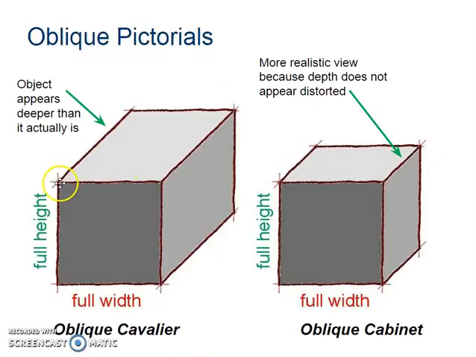The oblique cavalier appears to be deeper than it actually is. When I try to remember this, I think cavalier is the basketball court, so it's really deep, a deep run from one basket to the other, from front to back. The oblique cabinet is a more realistic view. When I think of a cabinet, I don't want my cabinet to be really deep because I want to be able to reach the stuff in the back. So my cabinet looks distorted the way it is, but with more of an actual depth being created. So if I went 2 by 2 here, I would try to estimate 2 going back as I was trying to draw that object itself.